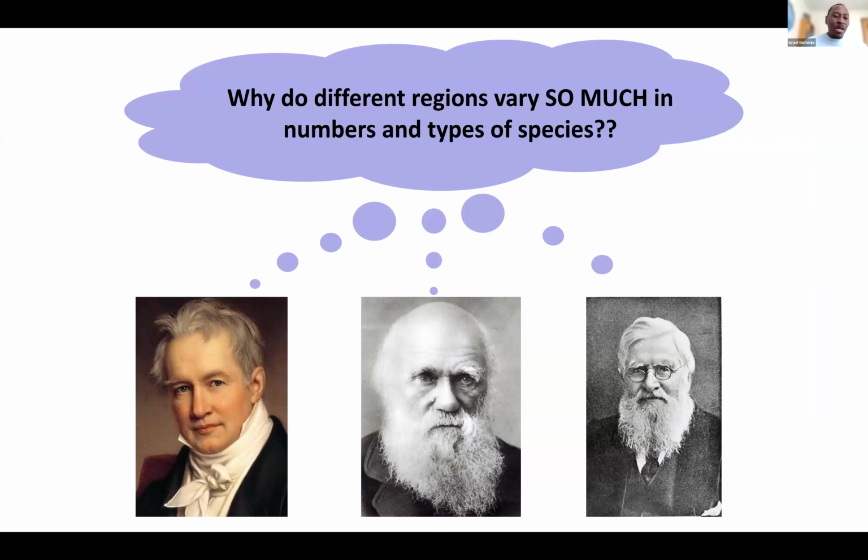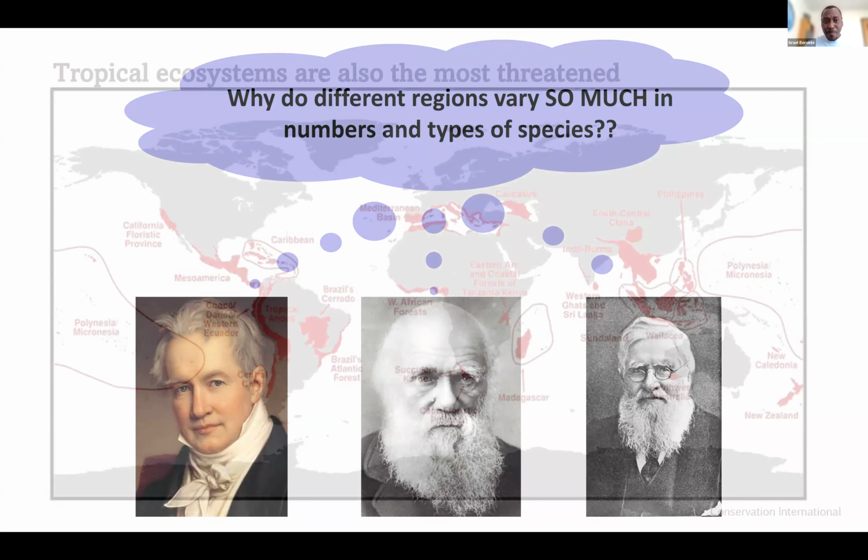So since the 1700 to early 1800s, when Alexander von Humboldt went on his voyage to various parts of Latin America and other parts of the world, to Charles Darwin and Alfred Russel Wallace, this question has been posed as to why do different regions vary so much in the number and the types of diversity that they hold? And till today, we are still answering that question.